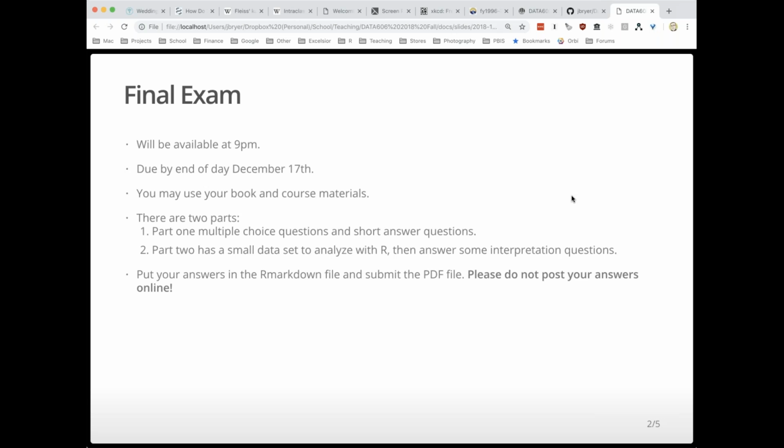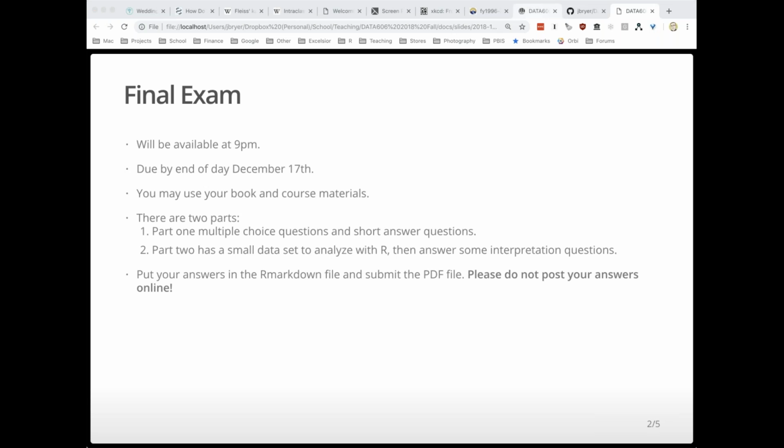Part 1 has about 6 multiple choice questions and about 3 or 4 short answer questions. And then part 2 has small data sets, actually 4 small data sets, that you're going to analyze in R.